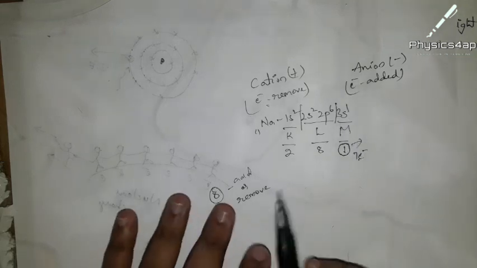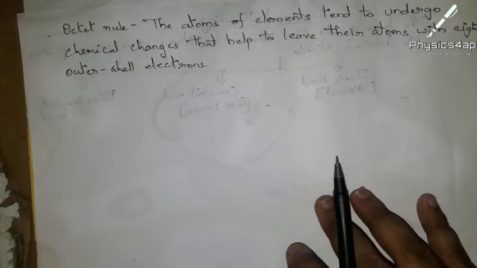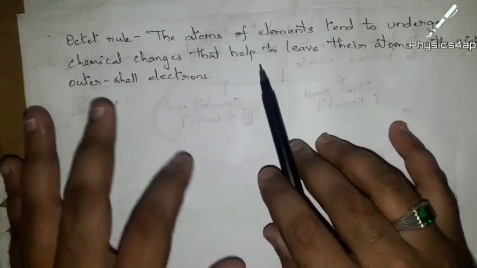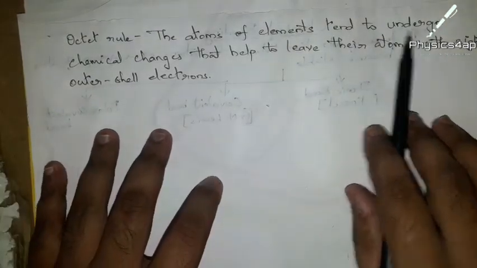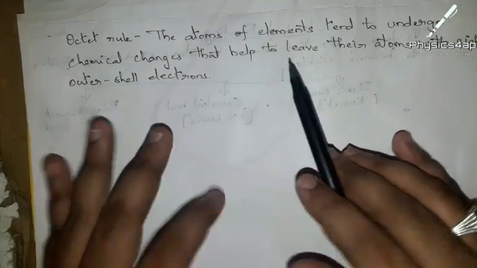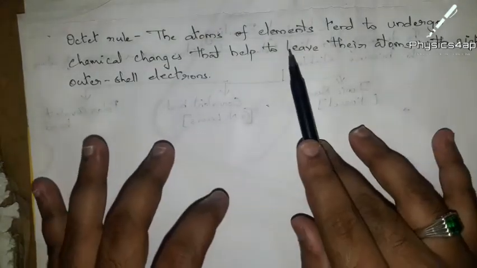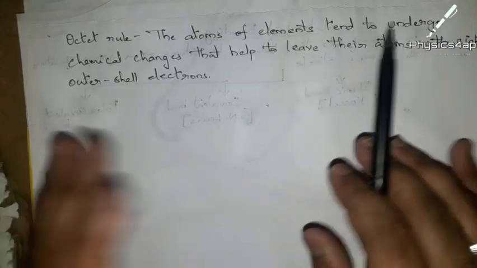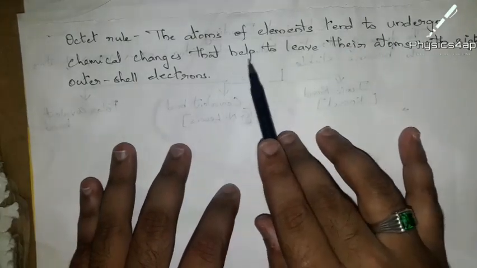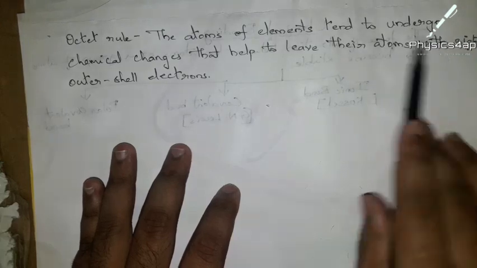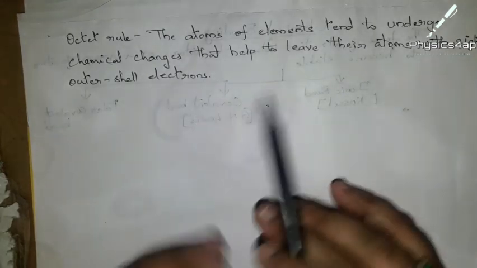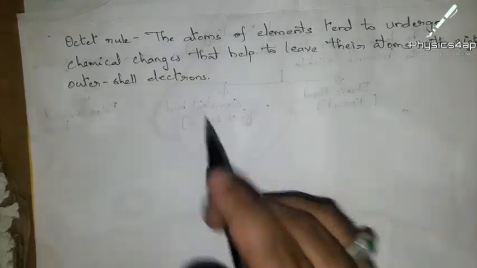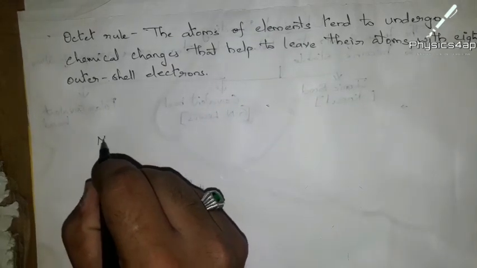So now we are going to see what is meant by the octet rule. The octet rule is that atoms of elements tend to undergo chemical changes, like removing or adding electrons, so that they are left with 8 outer shell electrons, as we have seen for sodium, or as with magnesium.